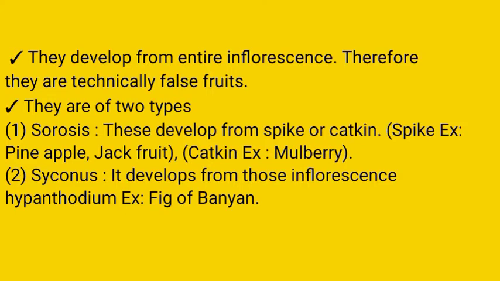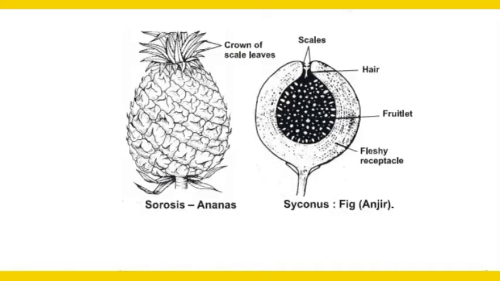Number two, syconus. In this type, the composite fruit develops from the inflorescence of hypanthodium. Example: fig fruit of banyan tree. Let's see the diagrammatic representation of composite fruits, both sorosis and syconus. Coming to sorosis, seen in Ananas or pineapple. In pineapple, the composite fruit is formed from the entire spike inflorescence. Coming to syconus, fig fruit. In this, the entire hypanthodium inflorescence develops into a composite fruit.